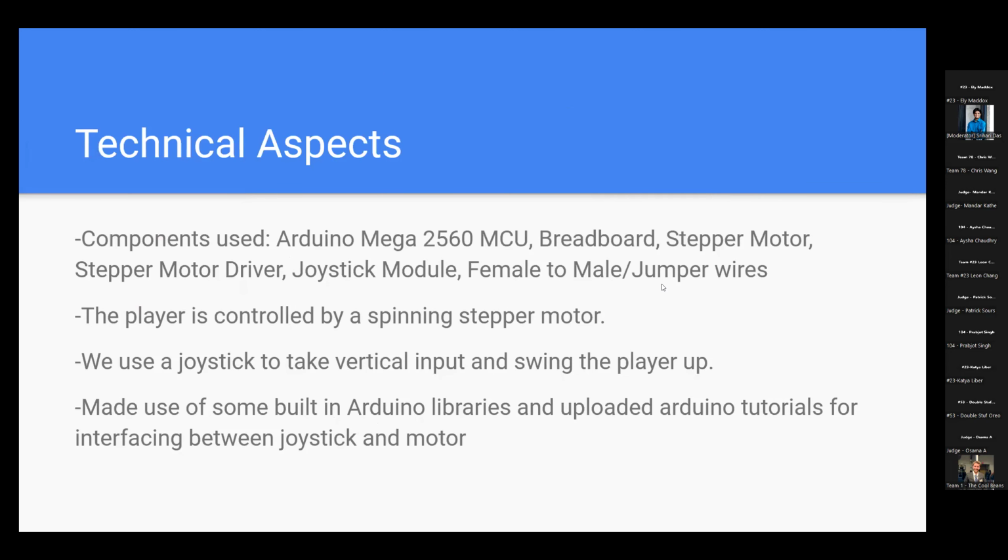According to the technical aspects of the project, the components that we used consist of an Arduino Mega 2560 microcontroller, a breadboard, a stepper motor driver, a joystick module, and multiple female to male and regular jumper wires. So we use a joystick to take vertical input and swing the player up. When the joystick is pushed upwards, the stepper motor will swing upwards, and when the joystick is pushed downward, the stepper motor will swing downward.